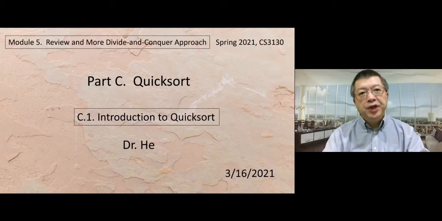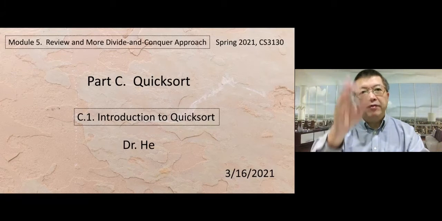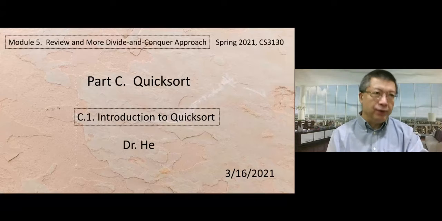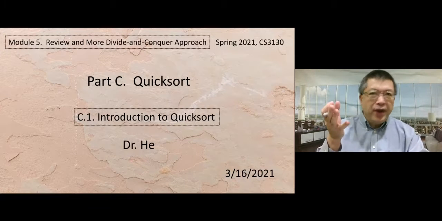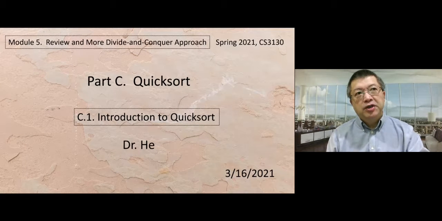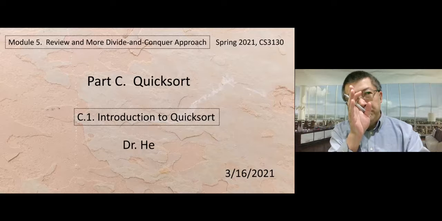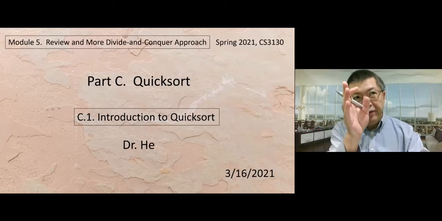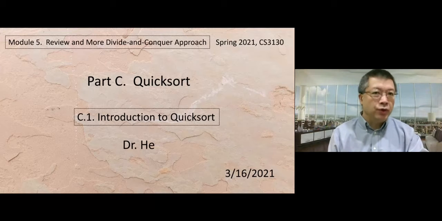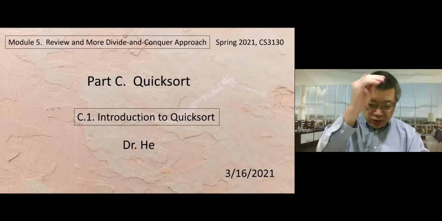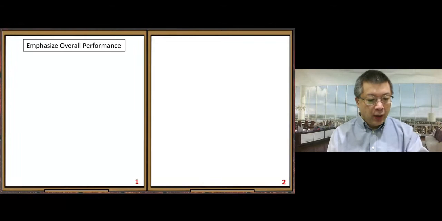We start part C of module 5, Quicksort. This is a very important sorting algorithm. Quicksort, from the name, you can see its performance, its efficiency, is supposed to be quick in some special way. So let's look at this special sorting algorithm. C.1, Introduction to Quicksort.